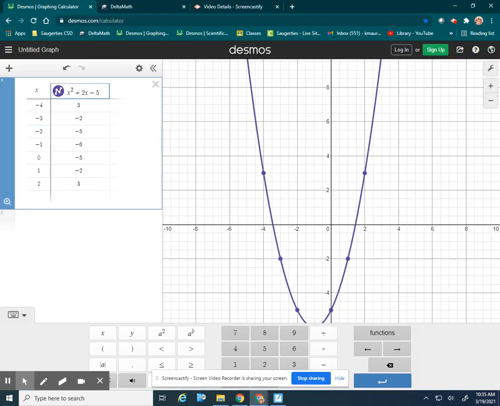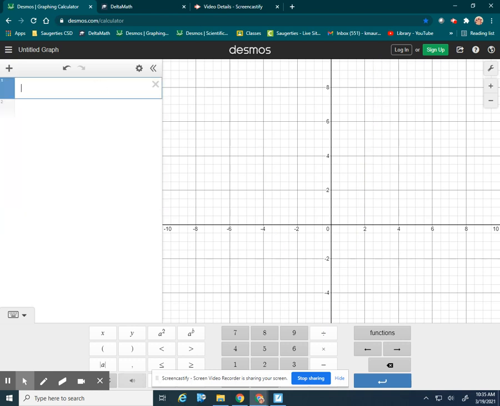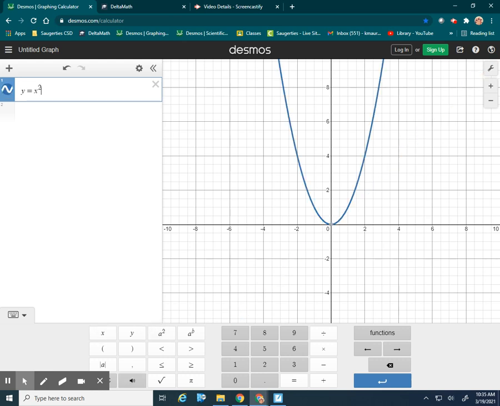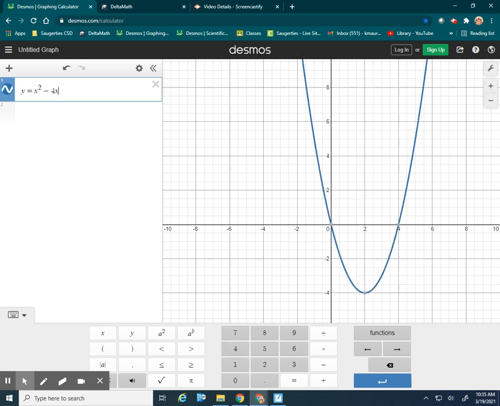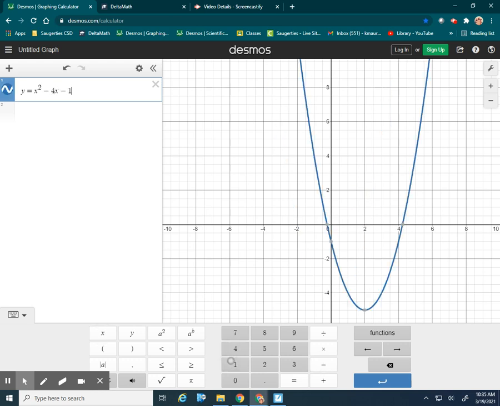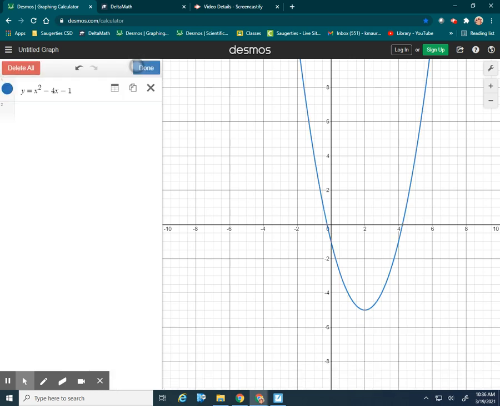Now what you could do, if you want, you can delete this whole thing. Yeah, I'm just gonna delete it. It's not liking me right now. Kind of like some of you guys. Y equals x squared minus 4x minus 1. Okay, now if you look at the graph, you can see our U has shifted over a little bit to the right.